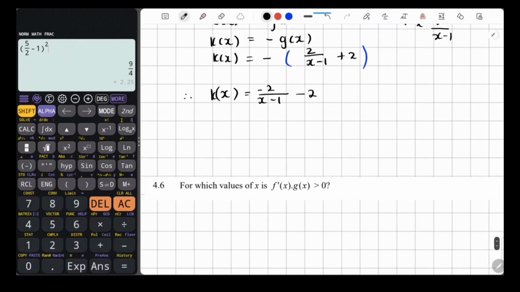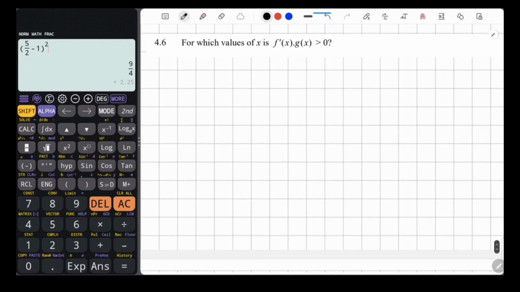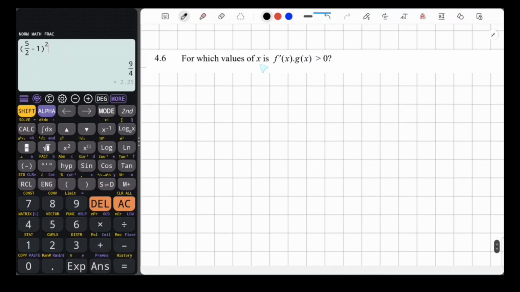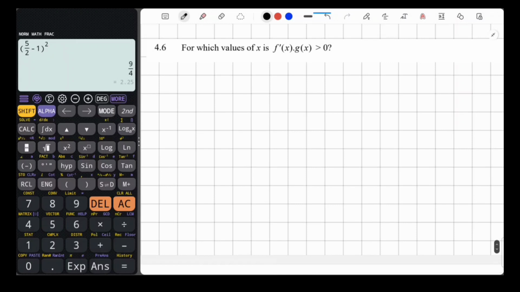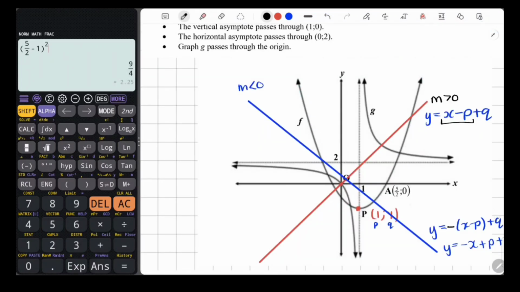Okay, so that's 4.5 done, and we are moving on to 4.6. So 4.6 says, for which values of x will f prime of x multiplied by g of x be greater than 0? Okay, so first of all, let's talk about what they mean by f prime of x. F prime of x is the derivative of f. Remember that f is this parabola. If we derive this parabola, let's look at what it's going to become.